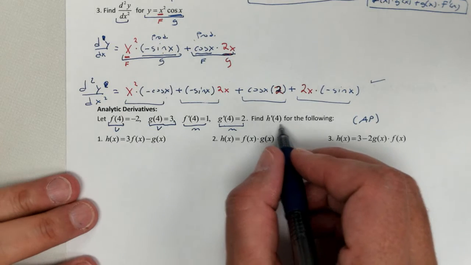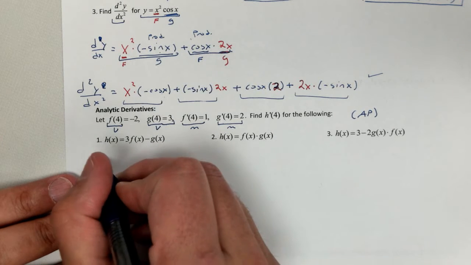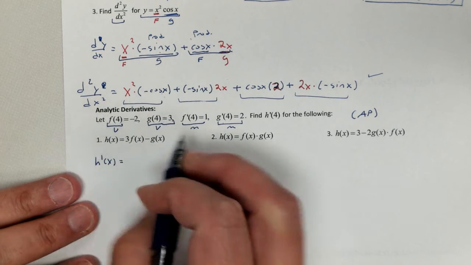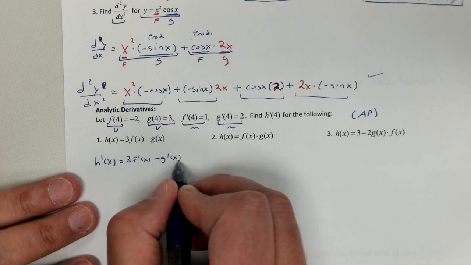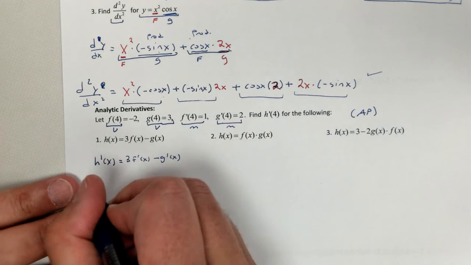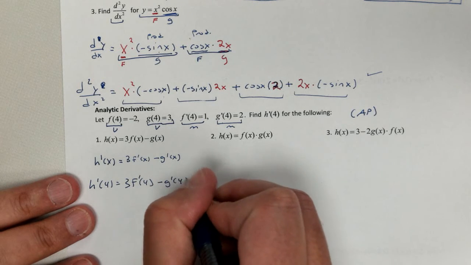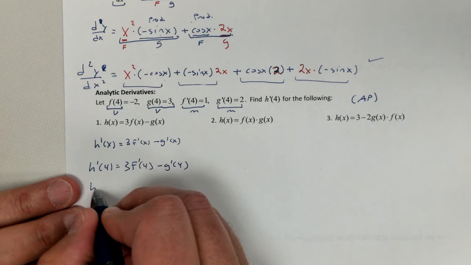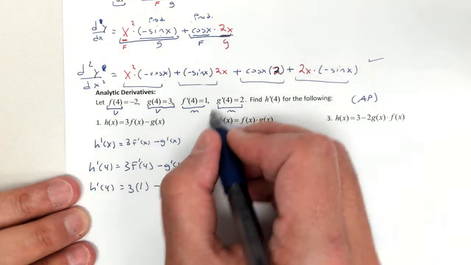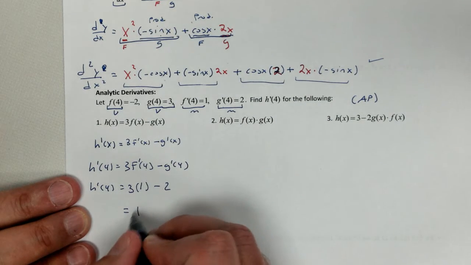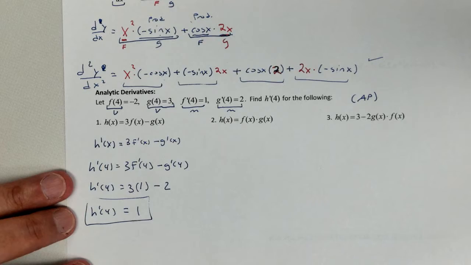They want us to find h prime of 4 for the following. So we're told h of x is equal to 3f of x minus g of x. So we just want to find the derivative. H prime of x is 3f prime of x minus g prime of x. All I have to do now is plug in a 4: 3f prime of 4 minus g prime of 4. f prime of 4 we know is 1, minus g prime of 4, which is 2, and we should get 1. So h prime of 4 is 1. Pretty easy to do. Nice job, everybody.